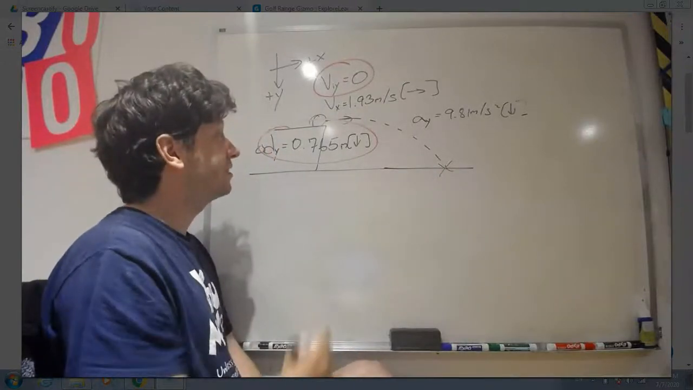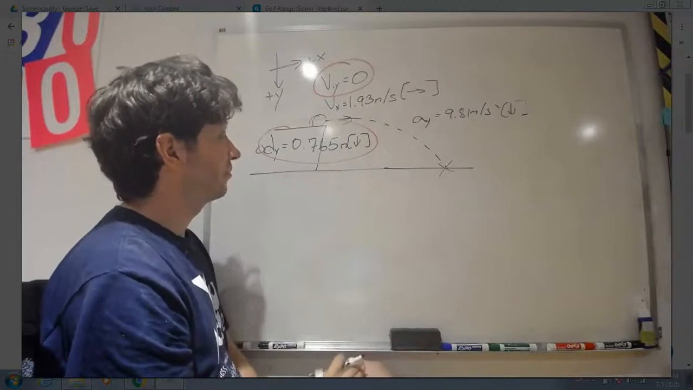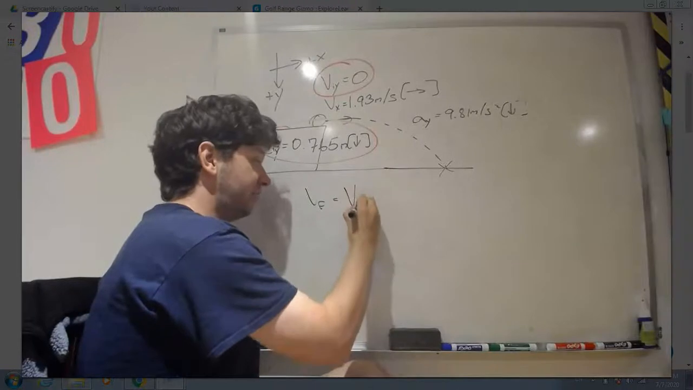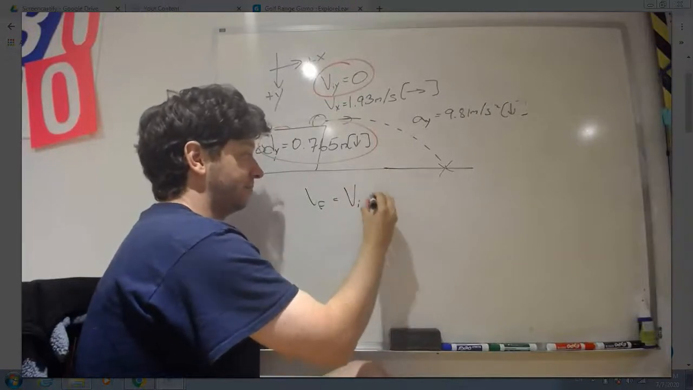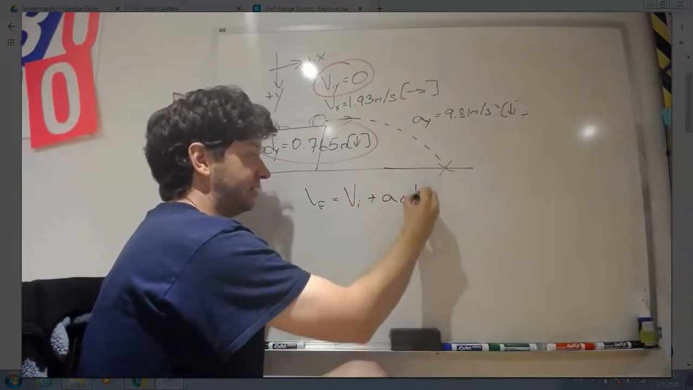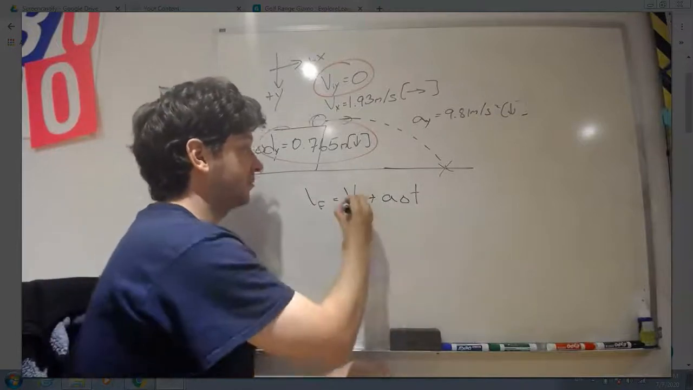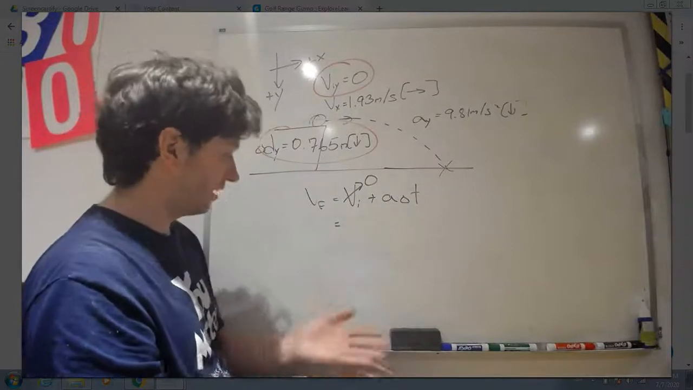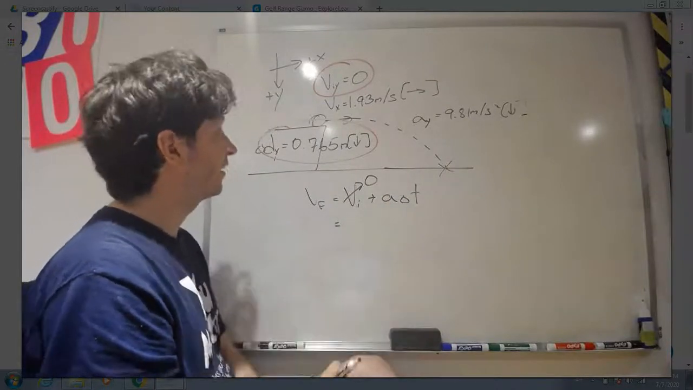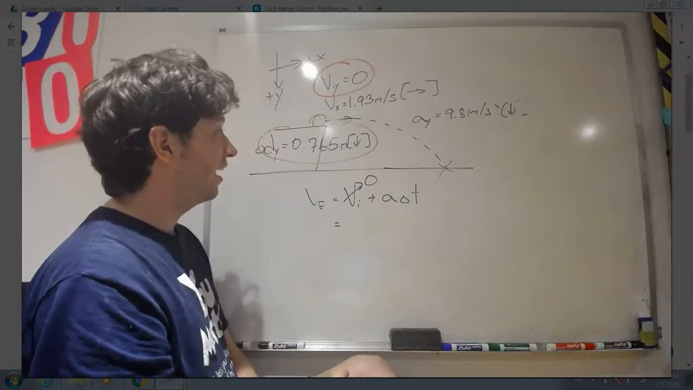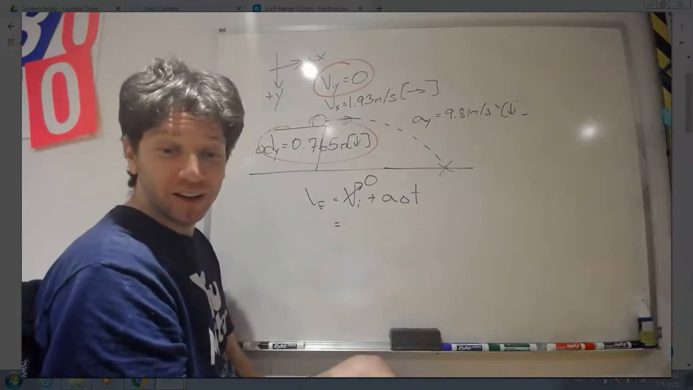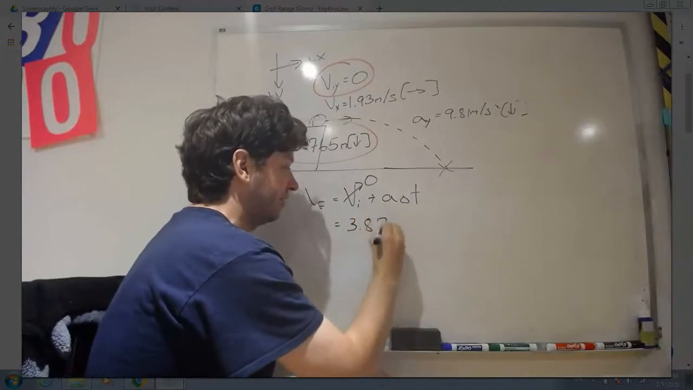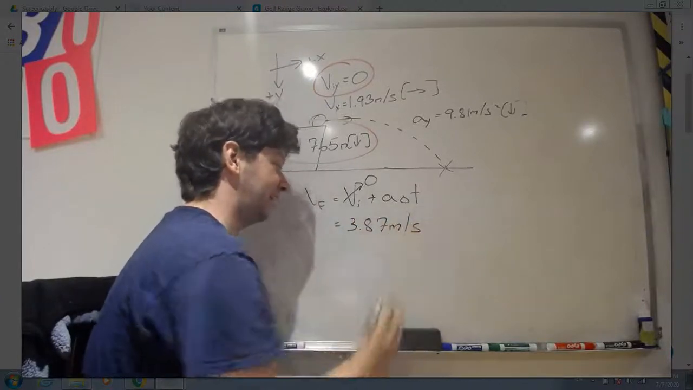Since I know many components in y already, I can simply write our final velocity equals our initial velocity plus a delta t. Initial velocity we know is 0, so it's just a delta t. When we solved for time, I wrote it here somewhere, I think it was 0.395 seconds, and we have acceleration 9.81, so we multiply those and we get 3.87 meters per second.